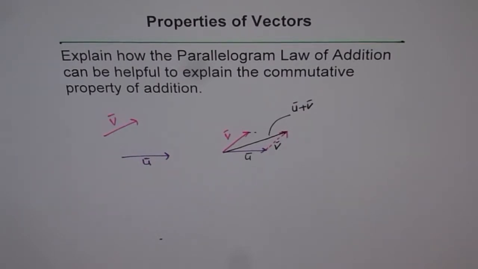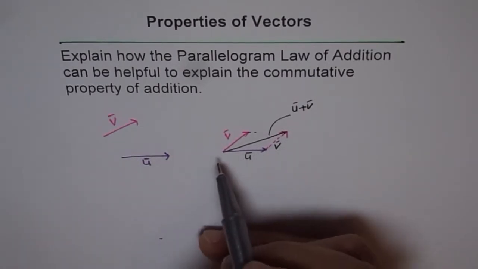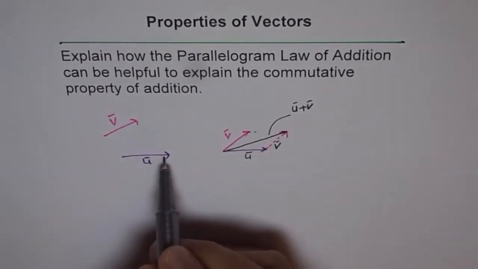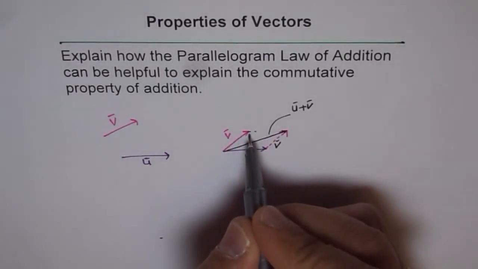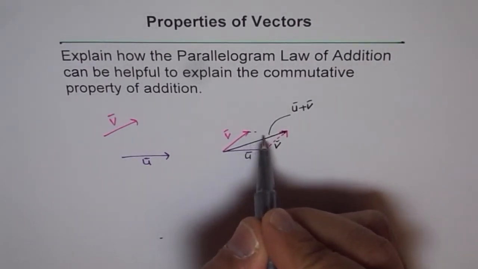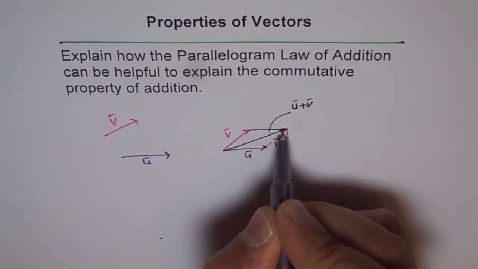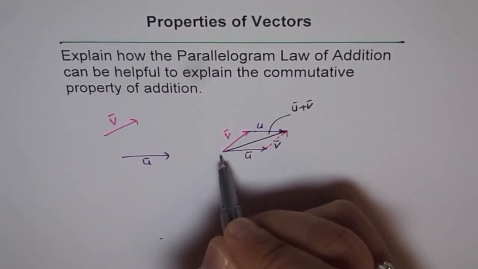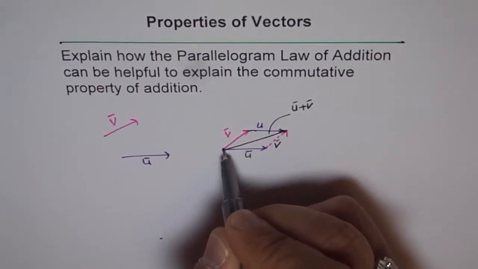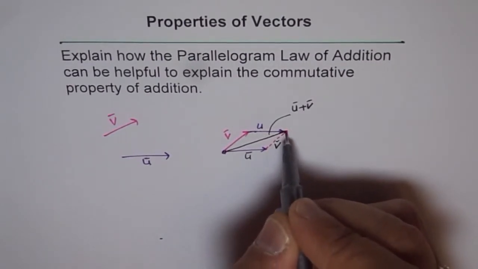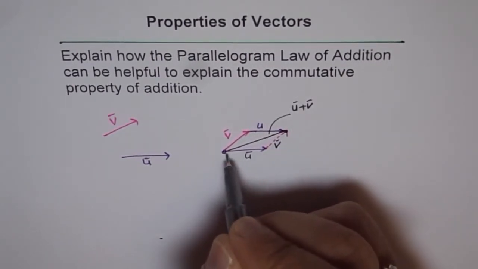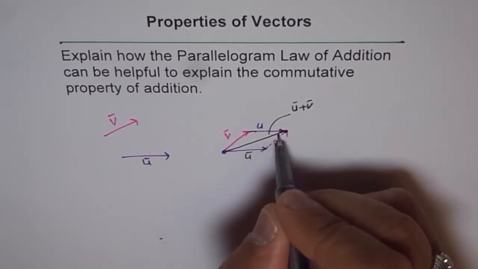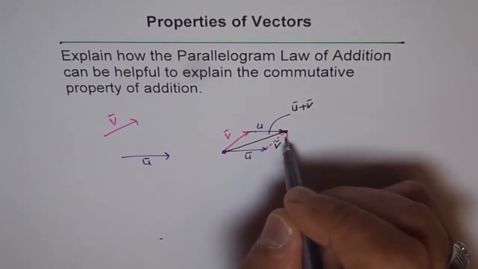But how about v plus u? If you have to do v plus u, then v you have here, put this vector u there, right? Tail aligned with the head of v. And so we get v here, v plus u. And where do you land? Your initial point is the same, right? And the terminating point is also the same, which was for u plus v. So we get the same vector as a resultant.